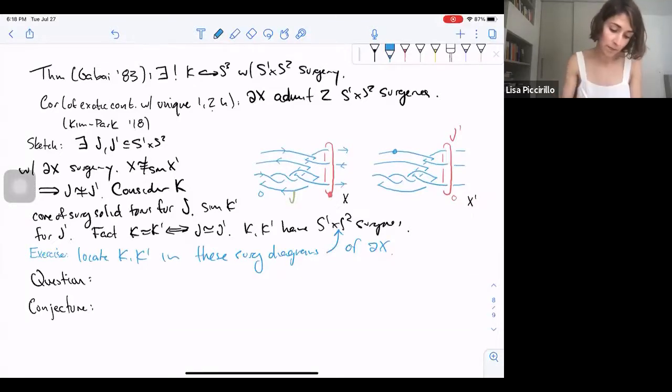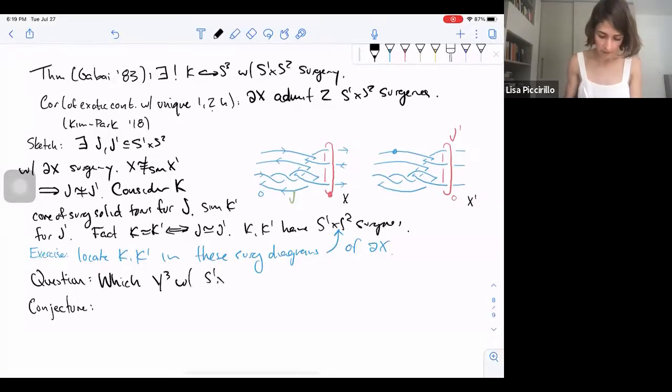What Dave's theorem tells us is that there are three manifolds, in particular S3, which have an S1 times S2 surgery and it's unique. And what we're seeing here is that there are three manifolds which have an S1 times S2 surgery and it's not. So a question coming out of this, which I think is not well understood, is: which Y3 which have an S1 times S2 surgery have a unique one? Are there any with infinitely many, etc.?